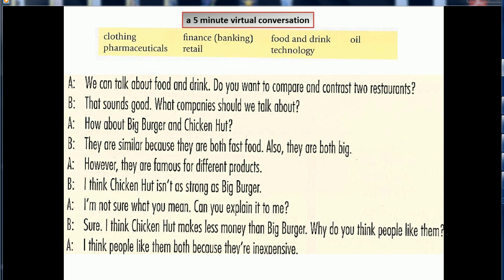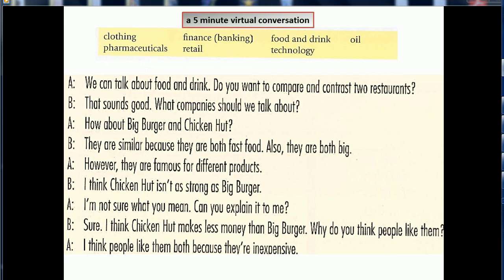And then, I am not sure what you mean. Can you explain it to me? Sure, I think Chicken Hut makes less money than Big Burger. Why do you think people like them? I think people like them both because they are expensive.